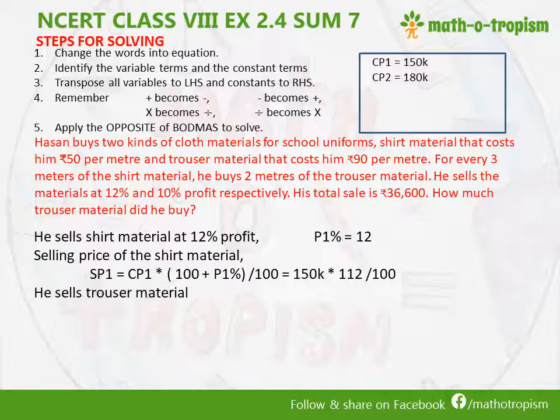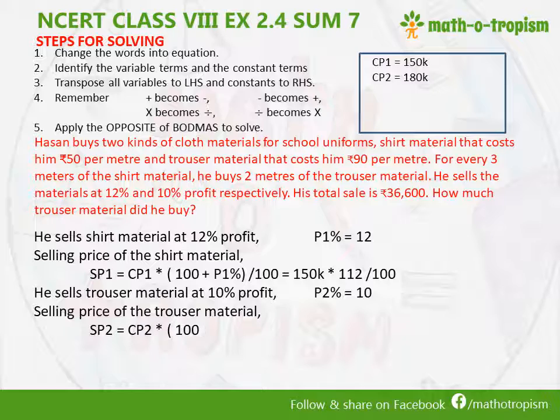Similarly, he sells the trouser material at 10% profit. Let me keep P2 as 10%. Then the selling price of the trouser material will be how much? SP2, which will come as CP2 into 100 plus P2 by 100. So it comes as 180k into 110 divided by 100.